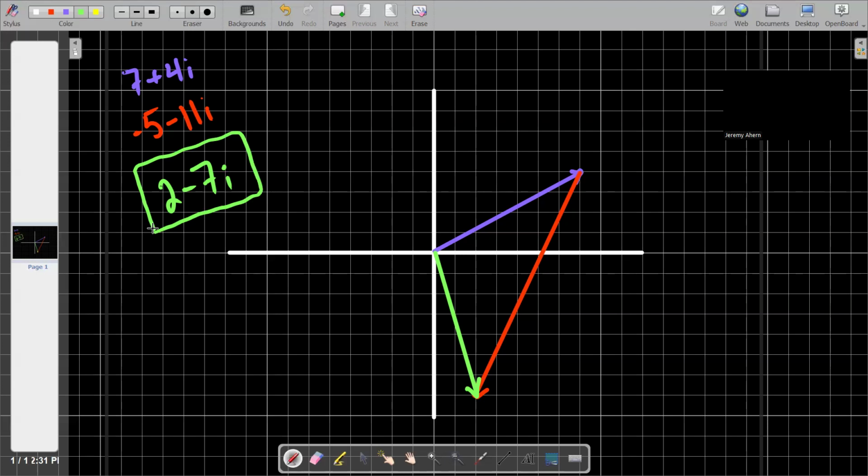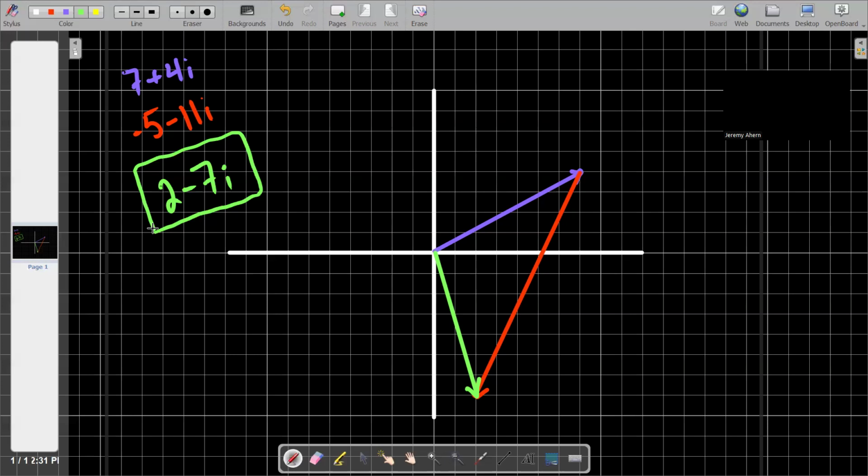And then what I said in the directions is after you've done it graphically like that, I do want you to just take a quick second and verify it arithmetically. So if you go back and look at the problem, it's easy, right? You just combine the real parts, you get 2, combine the imaginary parts, you get -7.